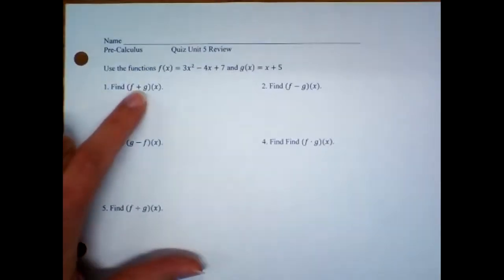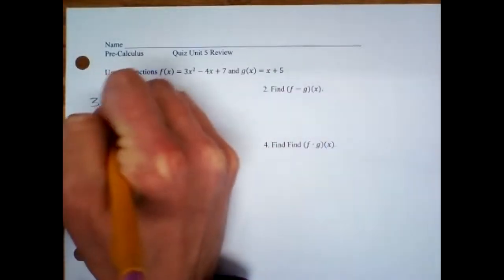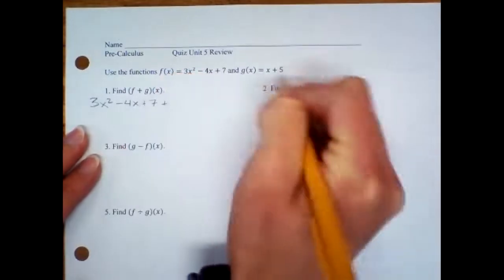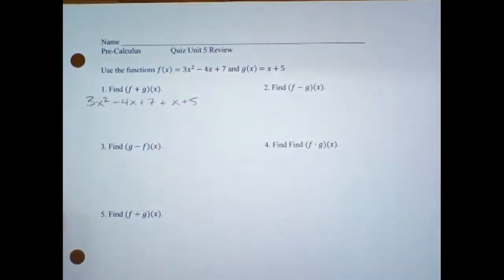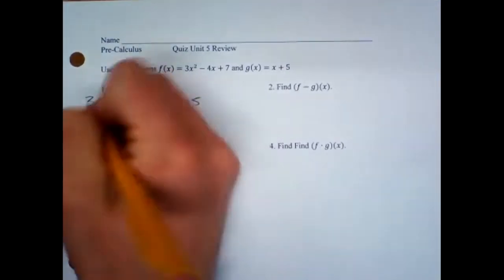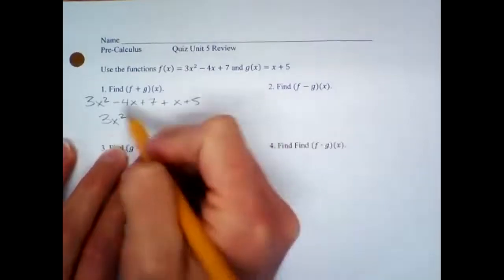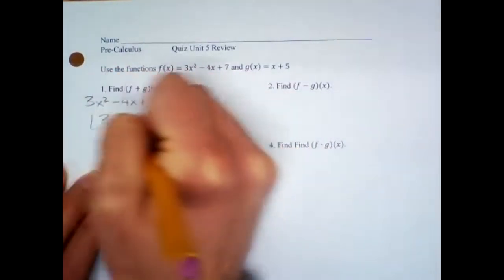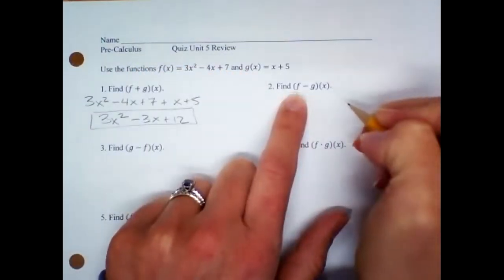So for f plus g of x, literally all you are going to do is add the two functions together. So you're going to take the first one plus the second one, and then you're just going to do the like terms. So it would be 3x squared, and then what did you get? 3x squared, and then what? Good. Minus 3x plus 12. Easy peasy.